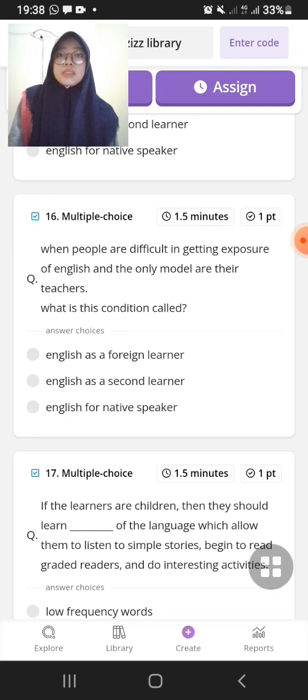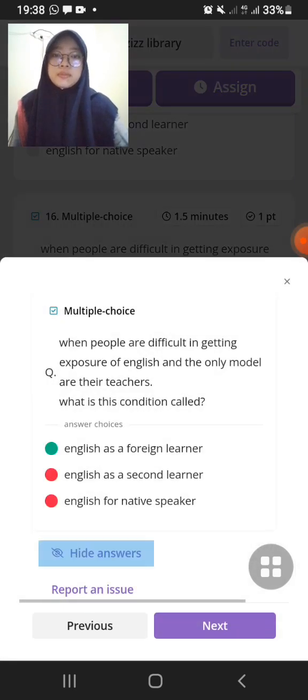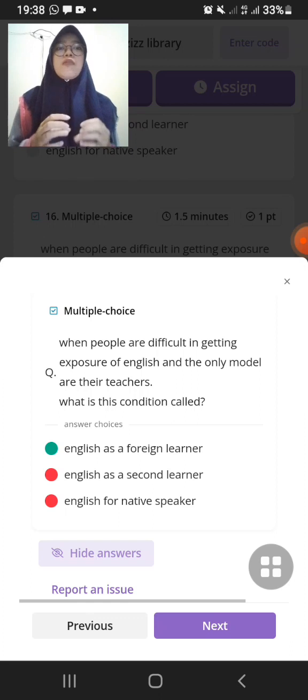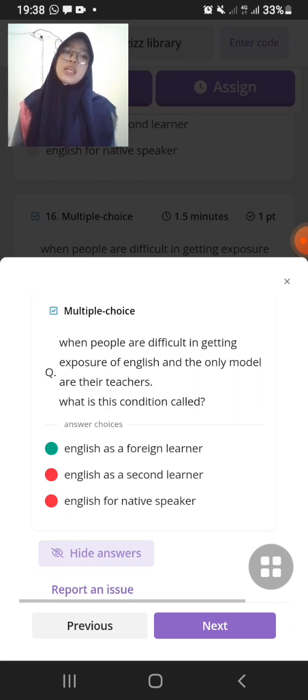Question number 16. When people have difficulty getting exposure to English and the only model is their teachers, what is the condition called? The answer is English as a foreign language learner. They have difficulty in exposure to English because the language is foreign to them. So they are called English as a foreign language learners.